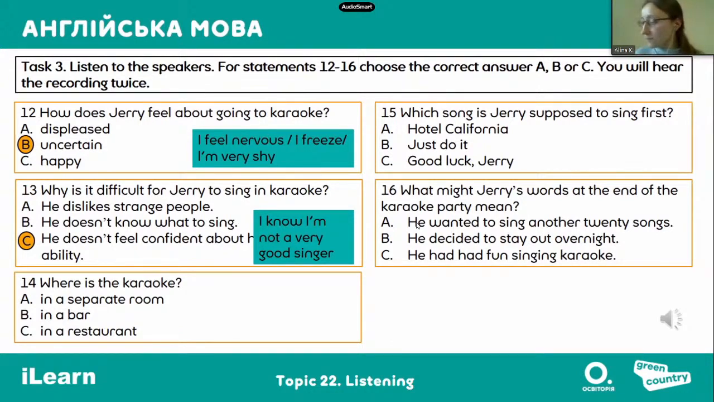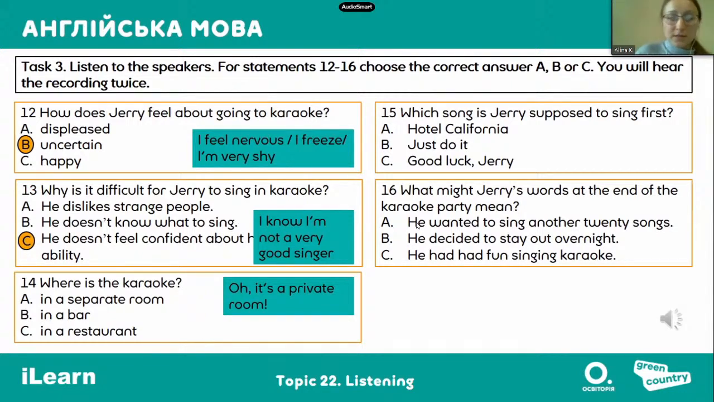Okay, number 14 was very obvious. Да? 14 було, мені здається, найпростіше. That was, oh, it's a private room. We know that private means like a separate room. So that is A. Number 15 was also not very tricky. Yes, there was only one song that they mentioned. Насправді була тільки одна пісня, яку вони зазначили, да? І це спростило нам задачу.